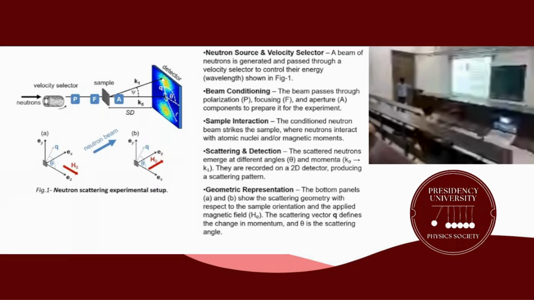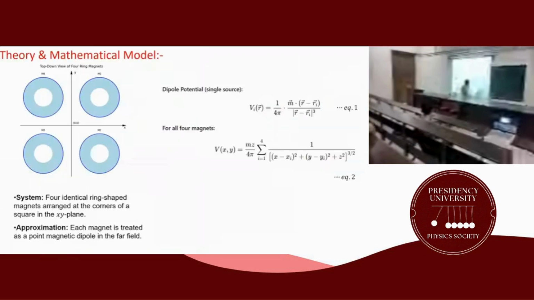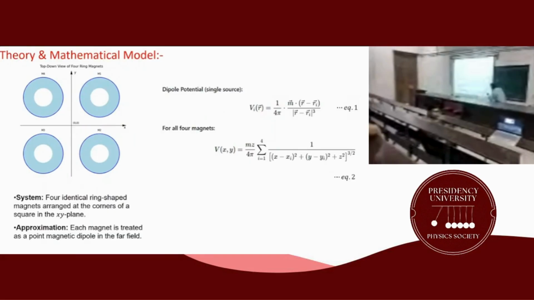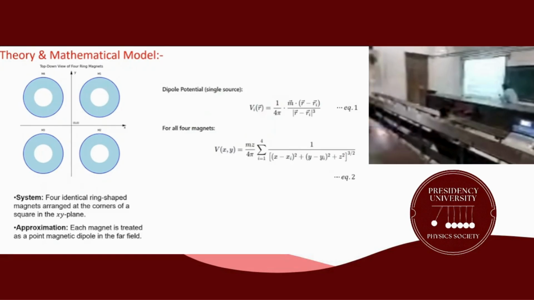So then we need a theoretical or mathematical model. There are four elements. I will explain later, but we use four.